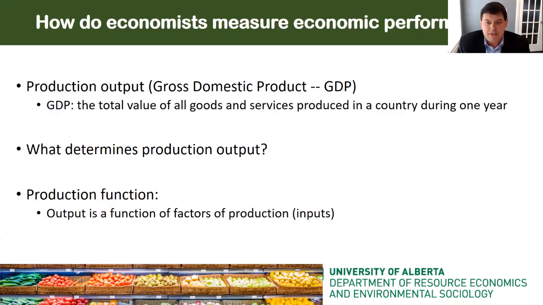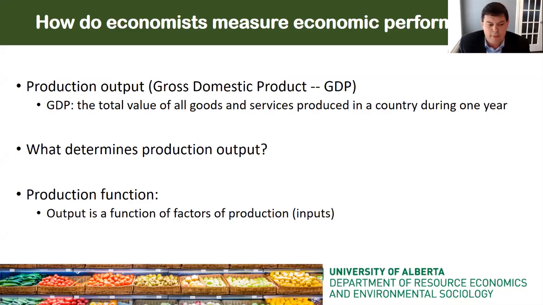So how do economists measure economic performance? Of course, there are several ways to do this, but perhaps the most common way would be production output, GDP. Gross domestic product is the total value of all goods and services produced in a country during one year. Okay, so if output is what is important for economic activity, then the next question is, what determines production?